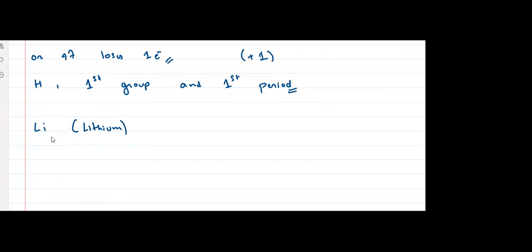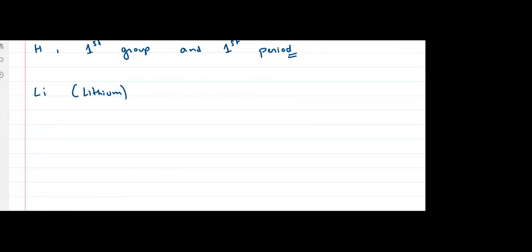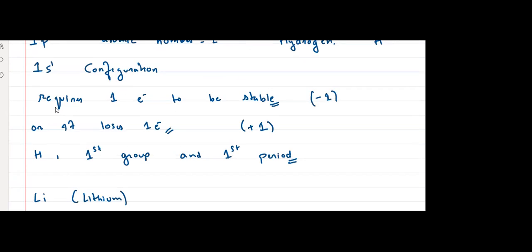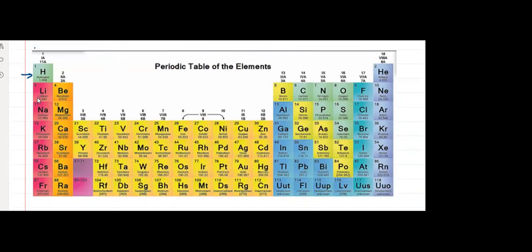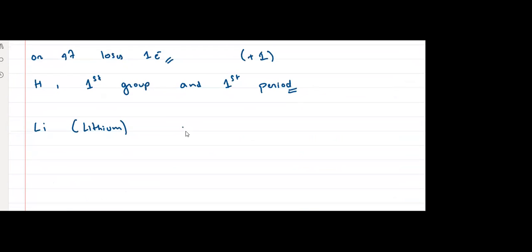So let us talk about lithium. Again, I will explain; I will repeat the same concept. Just focus on lithium. Everyone, tell me, how many electrons will lithium have? The atomic number is what? 3. So write it down. Atomic number is equal to 3.